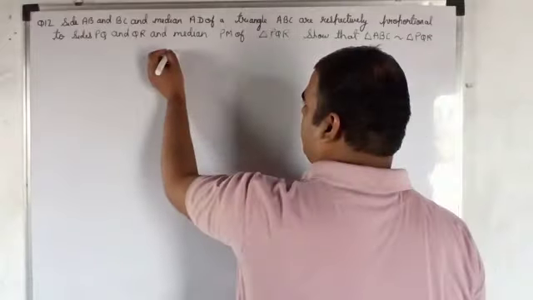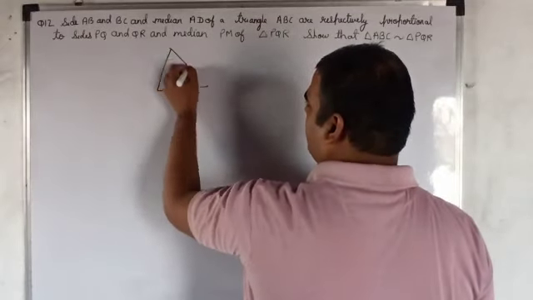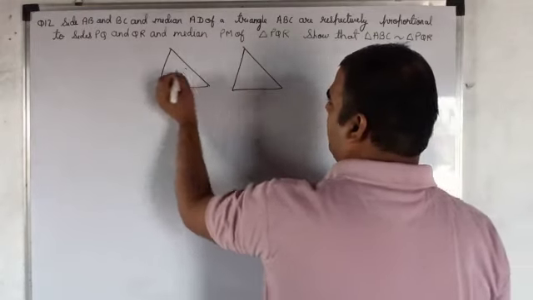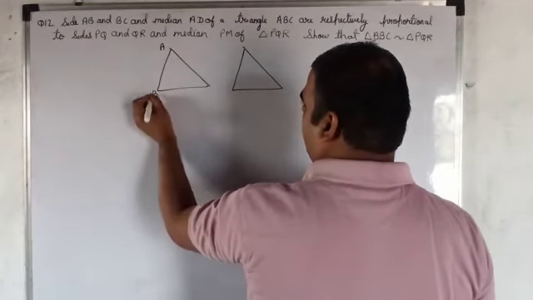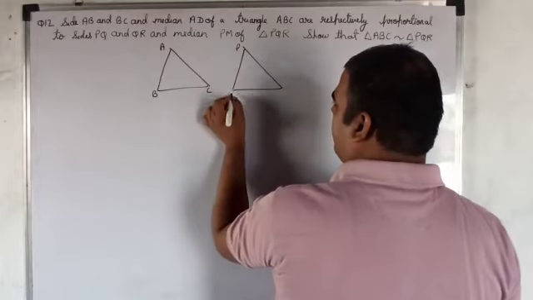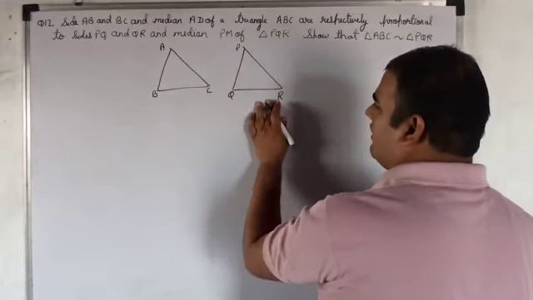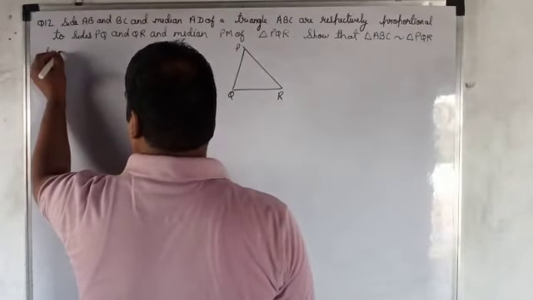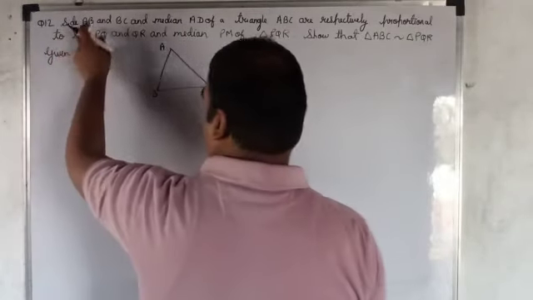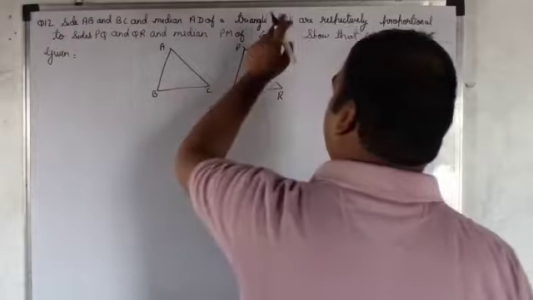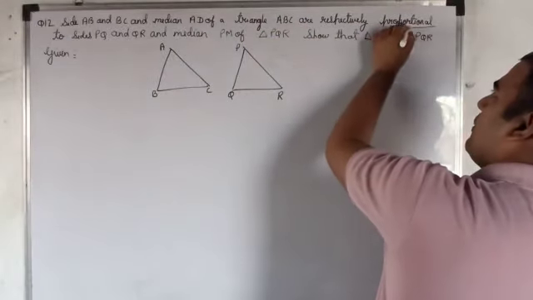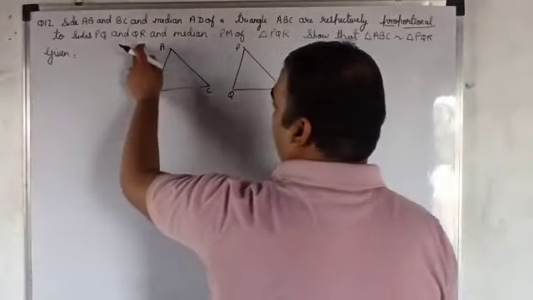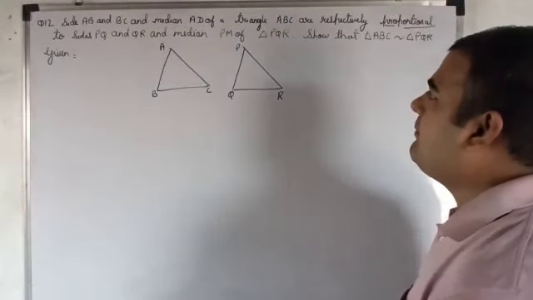So we have a triangle ABC, so we will draw triangle ABC, right? And next triangle is PQR. So we will draw PQR also. A, B, C, P, Q, R, right? Now given, what is given, very important. Side AB, BC and median AD of a triangle ABC are proportional to side PQ, QR and median PM.